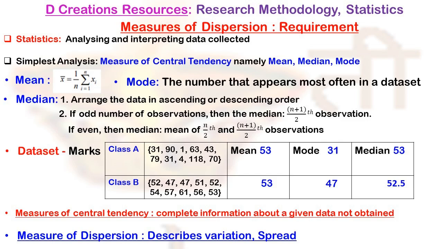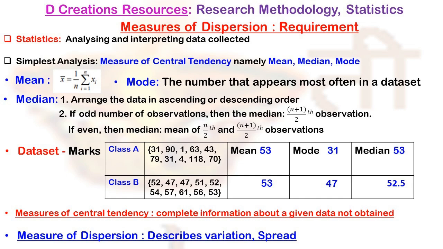Today we are going to talk about dispersion. Now, let us first try to understand why it is necessary to study dispersion. Statistics contains different sets of data, and the data must have been collected for a specific purpose and then analyzed and interpreted so that you can make some decisions based on that, right? Now, the simplest kind of analysis is finding a representative value for a given data. This is called a measure of central tendency.